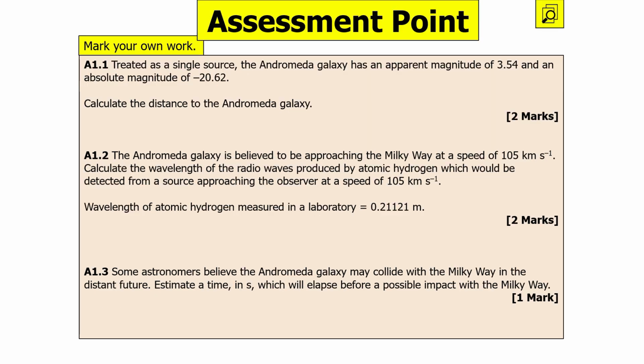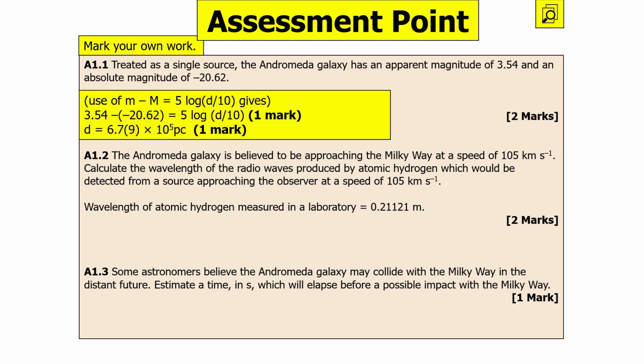Right, in this first one, we've got to use that equation again of apparent magnitude and absolute magnitude. Small m minus big M equals 5 log d over 10. So you can work it all through. We get d in parsecs and then 6.7 times 10 to the 5 light years.